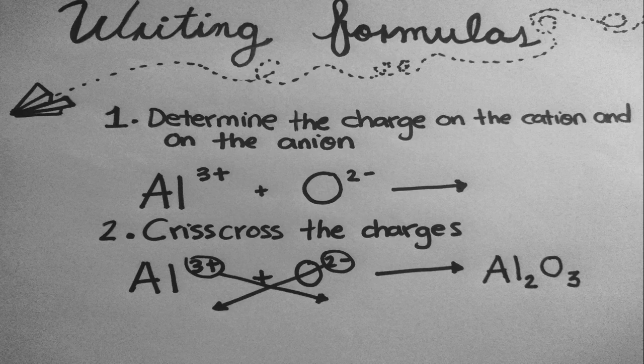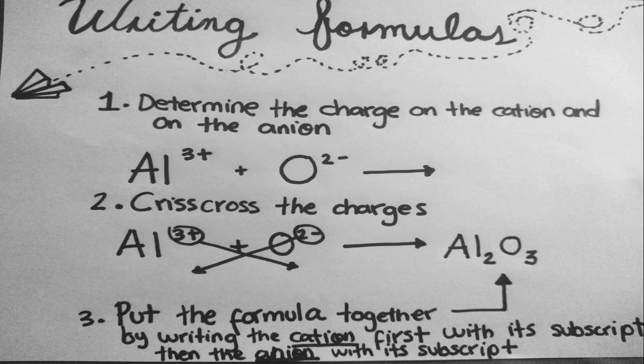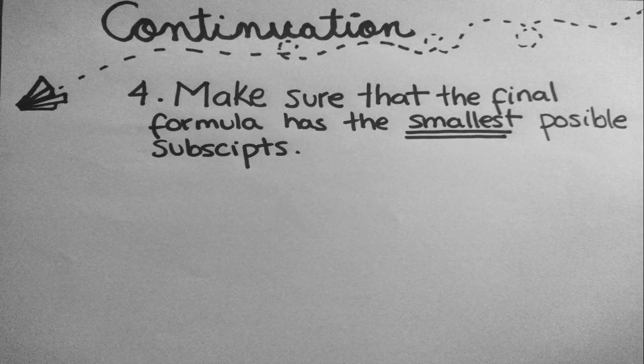Step number 3. Put the formula together by writing the cation first with its subscript, then the anion with its subscript. Step number 4. Make sure that the final formula has the smallest possible subscripts.